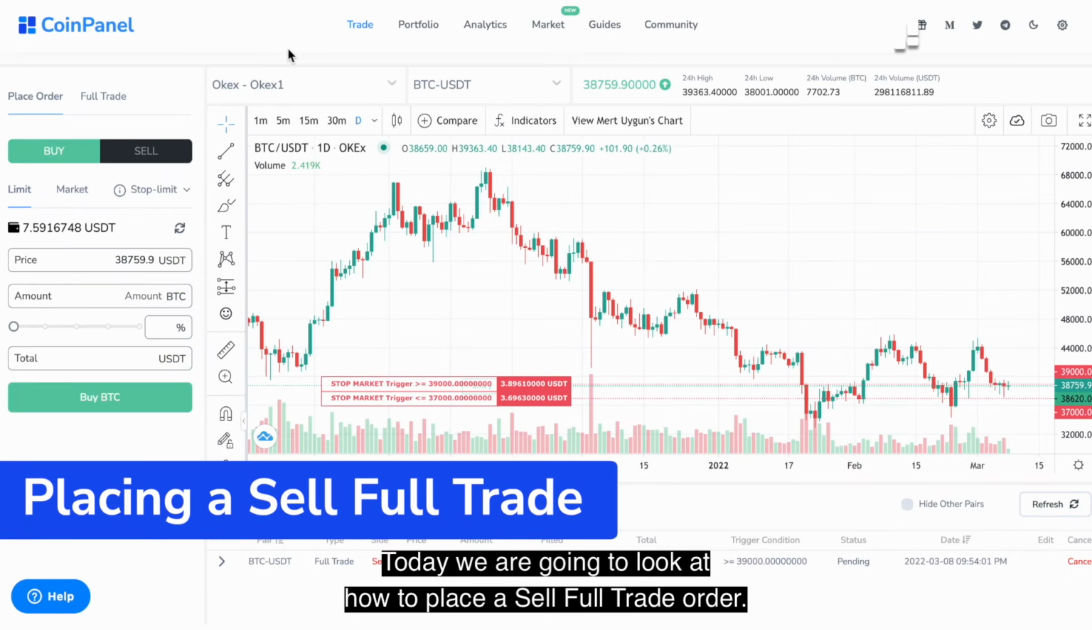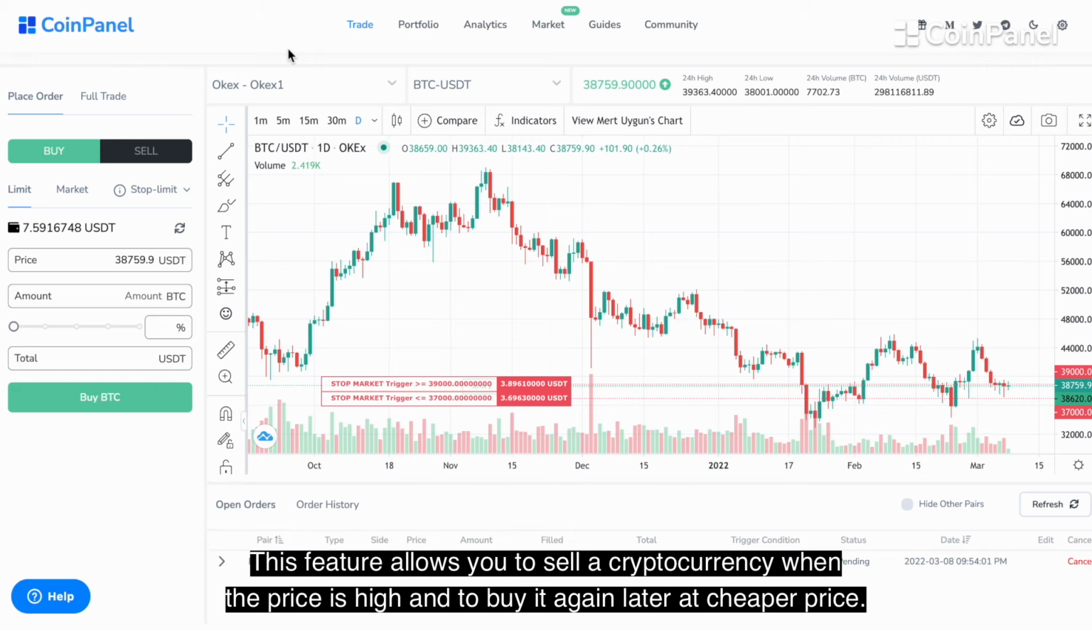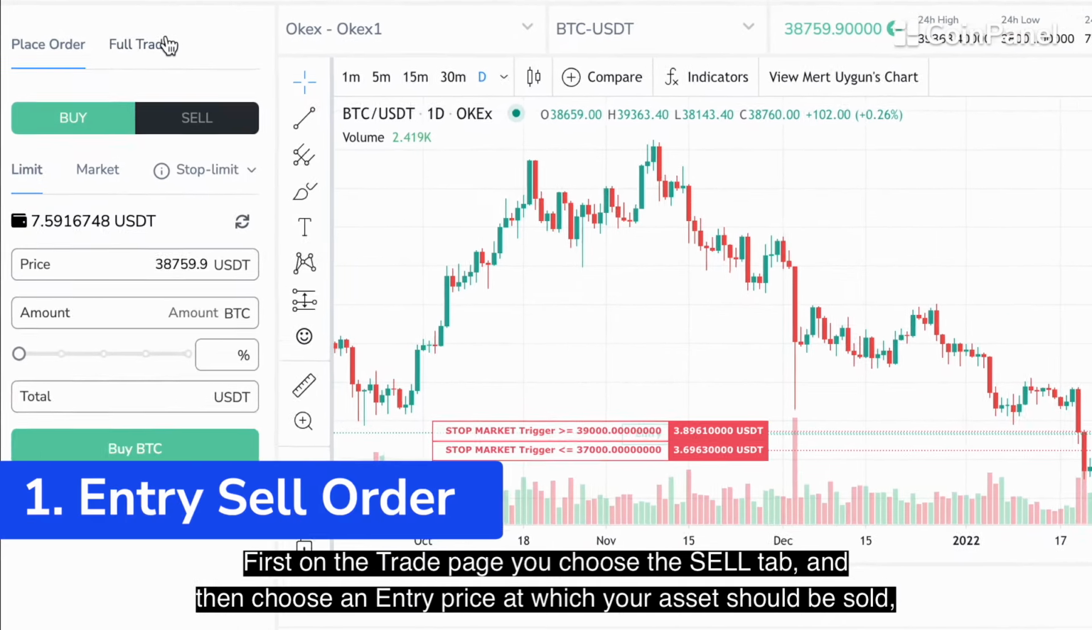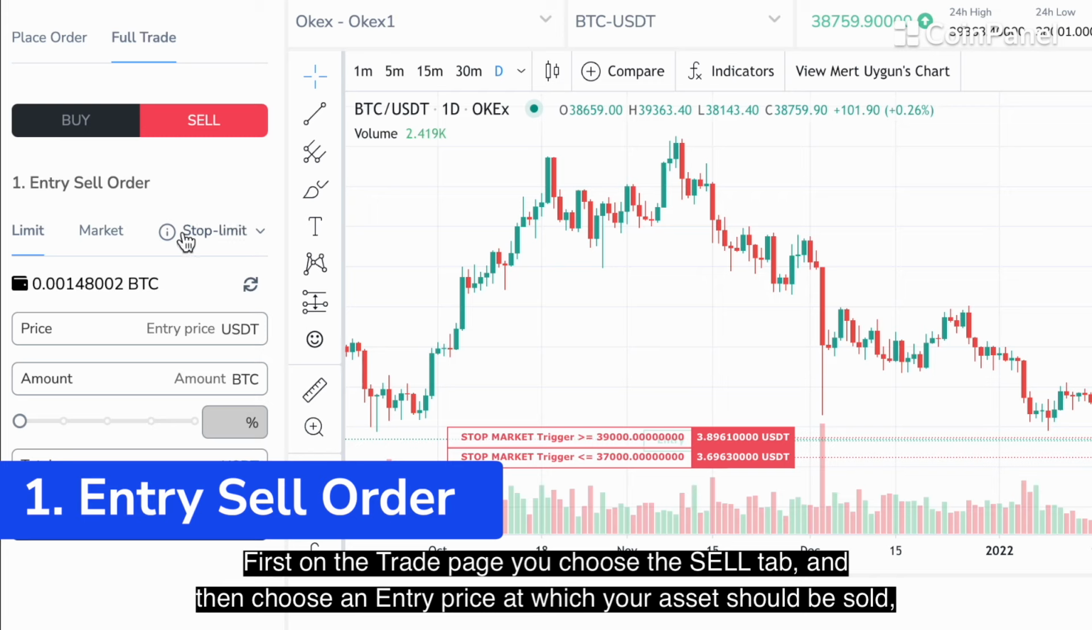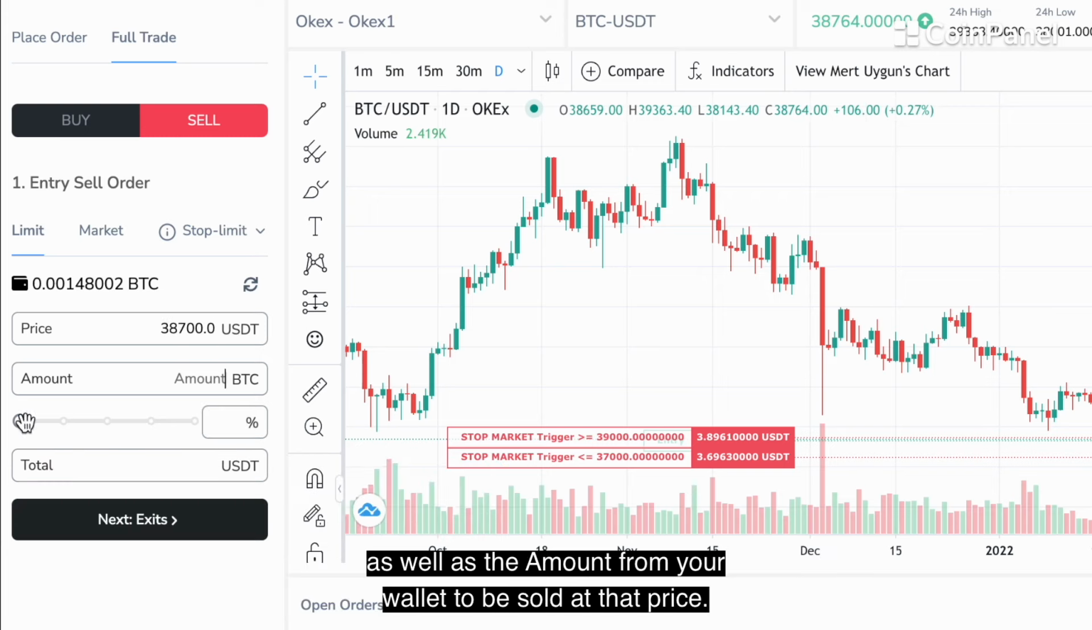Today we are going to look at how to place a sell full trade order. This feature allows you to sell a cryptocurrency when the price is high and to buy it again later at a cheaper price. First, on the trade page, you choose the Sell tab, and then choose an entry price at which your asset should be sold, as well as the amount from your wallet to be sold at that price.